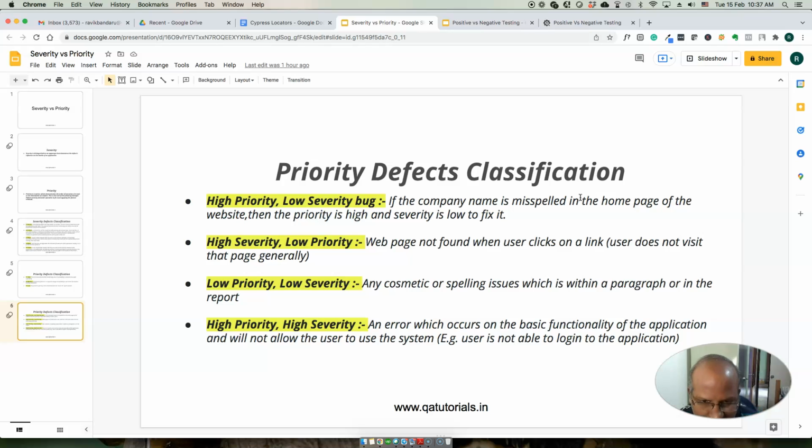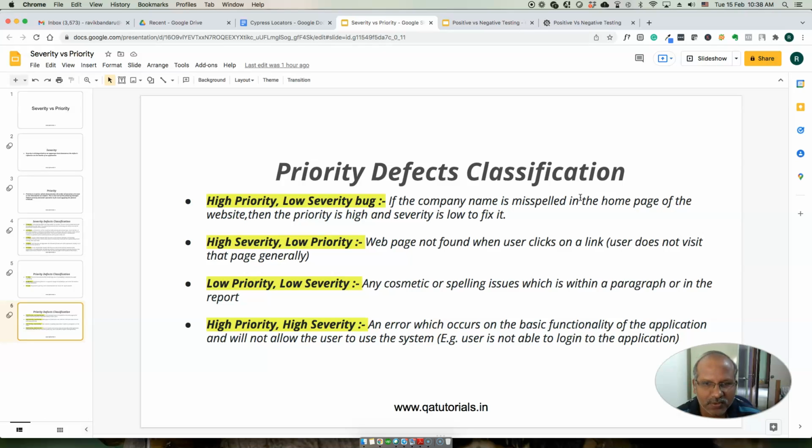Then low priority and low severity. Any cosmetic or spelling issues within a paragraph or in a report, like spelling or alignment issues in a generated report, can be low priority and low severity. And what is high priority and high severity? An error which occurs in the basic function of the application and will not allow the user to use the system. Suppose login is not working for the application, then you cannot do much. That's the scenario for high priority and high severity.